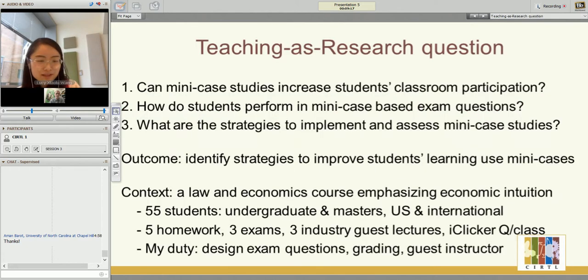Next slide, please. So my research questions are: can we use mini-case studies to increase students' excitement in participation? And how do students perform in mini-case-based exam questions? And what are some strategies to implement and assess mini-case studies? I'll focus on number 2 in this presentation and am happy to talk about 1 and 3 more later.